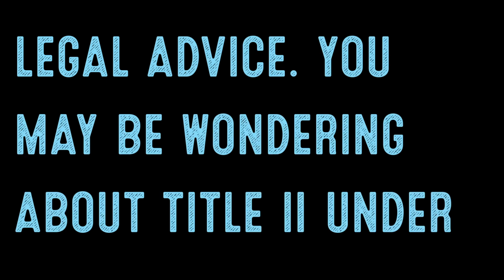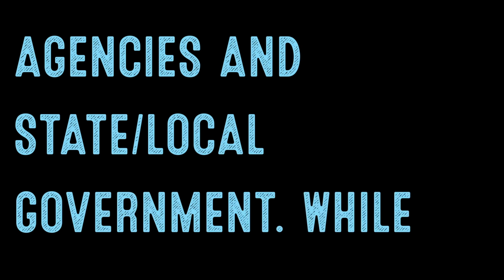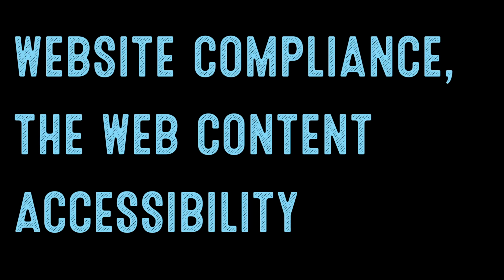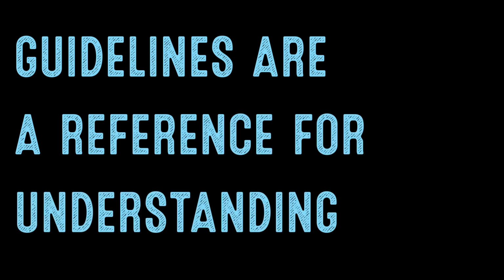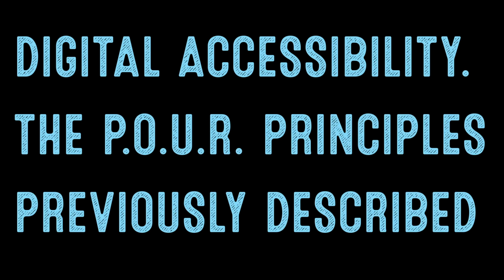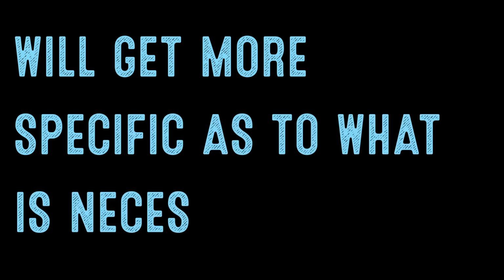You may be wondering about Title II under the ADA. This is where Section 508 applies to federal agencies and state and local government. While the ADA did not offer specific guidelines for website compliance, the Web Content Accessibility Guidelines are a reference for understanding digital accessibility. The core principles previously described fall under the WCAG 2.1 guidelines, and next week we will get more specific as to what is necessary for creating an accessible website.